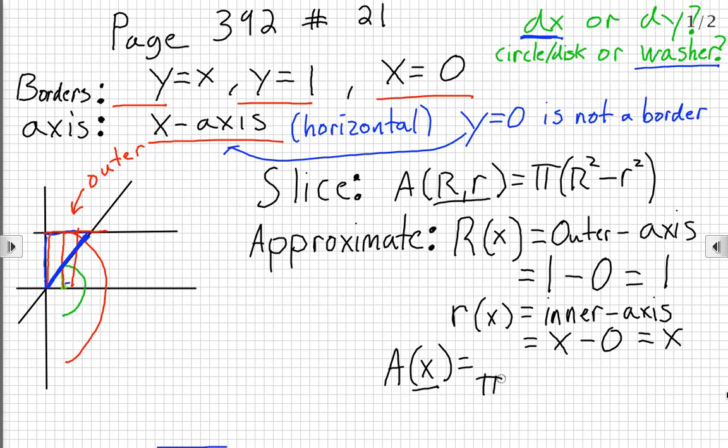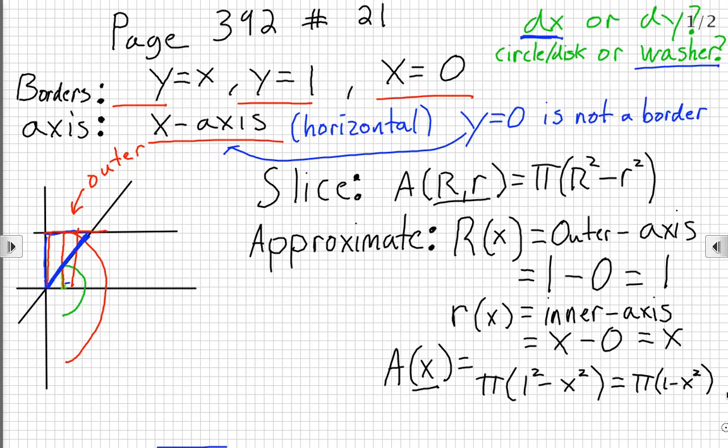Out goes big R, and in goes 1, the constant function 1. Out goes little r, and in goes the function x. So that's our big R squared minus little r squared. And we can simplify that just a touch: 1 minus x squared.